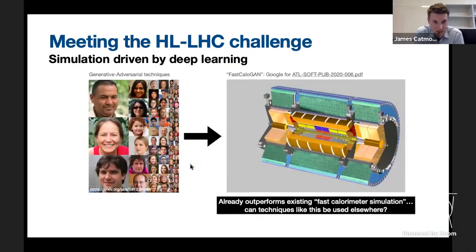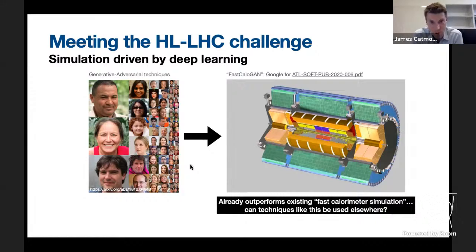And on simulation, this is really the last topic I have to talk about. There's the possibility, in fact, we already do this to some extent, of using deep learning to do our simulation. So you may have seen in the media something called deep fakes. All of these images of the people here, they're not real people. They've all been generated by a neural network, by an artificial intelligence, and the technique we use for doing this is called generative adversarial techniques. Now, I don't know about you, but I find these things quite creepy. But fortunately, the particle physics community has come up with a much more wholesome use for these techniques, and that's for doing simulation. So we have applied these generative adversarial networks to this very time-consuming calorimeter simulation that I talked about earlier.